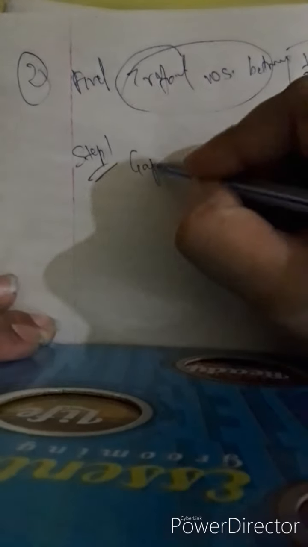I'll show you the steps for how to do it. I hope you are able to follow what I am doing here. First we'll find the gap between 1 by 3 and half. 1 by 3 and 1 by 2 are 2 rational numbers. We'll find the gap. So step 1, find the gap. The gap is given by 1 by 2, that is the last rational number, minus the first rational number.